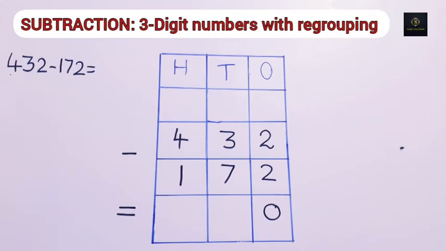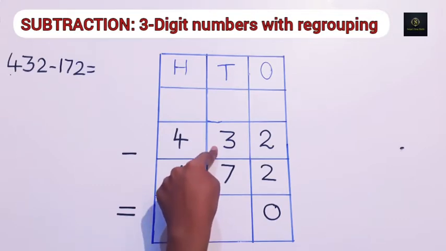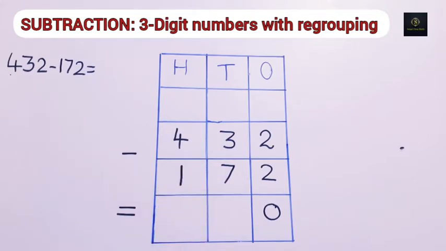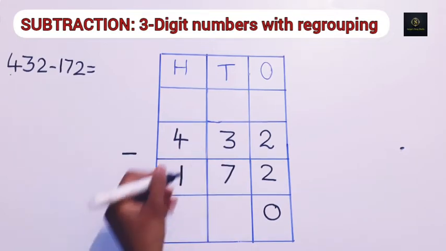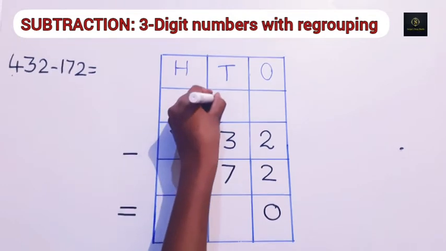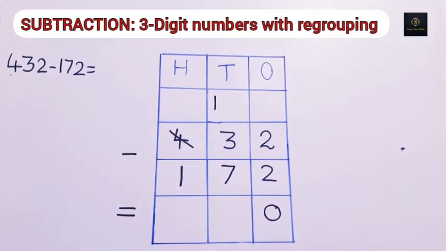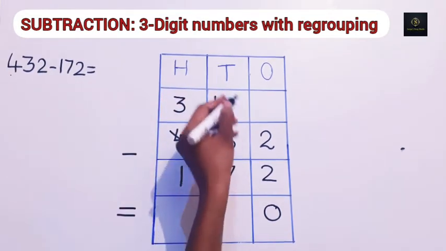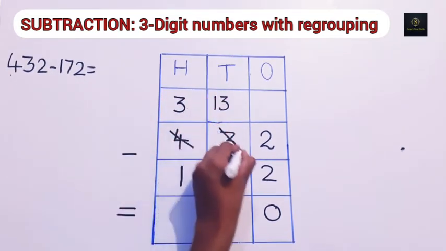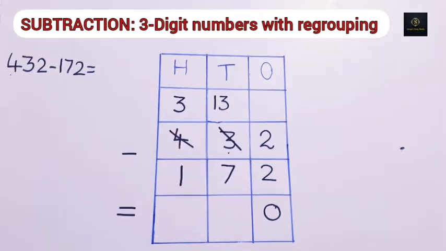Now let us subtract the digits in the tens place. So can we subtract 7 from 3? No, which is not possible because 3 is smaller and 7 is bigger. So we will borrow 100 from 400. So let us borrow 100 from 400 and place it in the tens. So here 300 will remain and this 3 we will write up. So it will now become 13 tens.